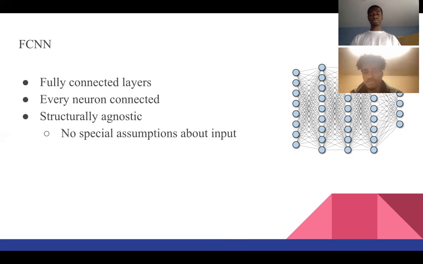And what we're trying to do is move from the left, which is our input layer, to our output layer, which is on the right. That is called forward propagation. Essentially, we're using forward propagation to move through and minimize the brain. Fully connected neural networks are structurally agnostic, meaning that there are no special assumptions about our input values.